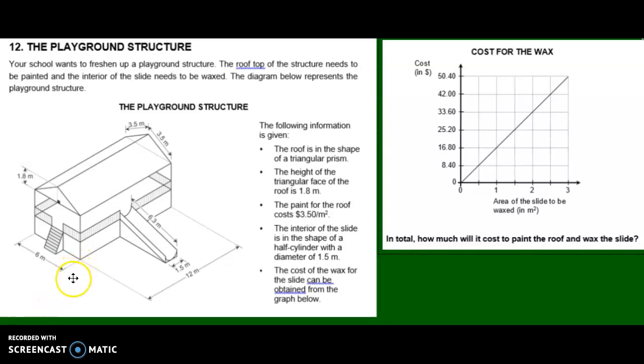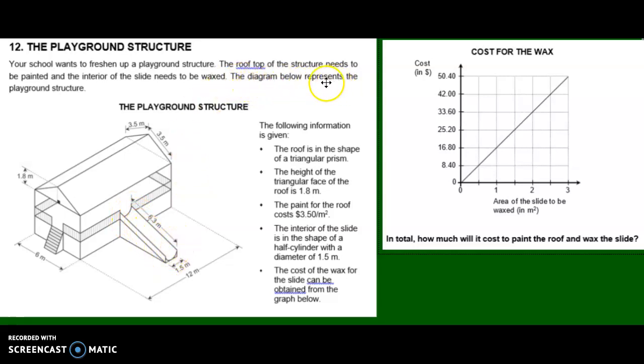Okay, kids, here's another 10-point question. Now, this one looks like, oh my God, there's so much stuff going on here. Okay, let's see. What do we have to do here? Your school wants to freshen up a playground structure. The rooftop of the structure needs to be painted. So just the rooftop needs to be painted, and the interior of the slide needs to be waxed. Okay, you gotta wax it.